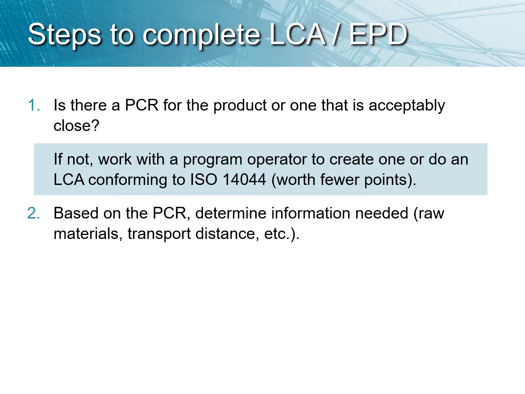Next, based on the PCR or ISO compliance, determine what information is needed, such as raw materials, transport distance, or manufacturing energy. Once you have determined what you need, consider how you will collect the data and who you need to talk to. For example, maybe you need to reach out to the plant managers who know the energy and water a process takes. Or do you have a database with that information that you need? Collect your resources and determine what else is needed for the LCA.